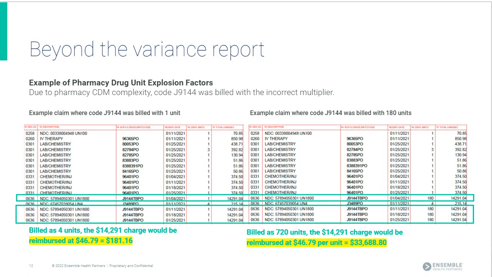On the left, the specific code J9144 was billed with one unit for $14,000. If you bill it that way, you're going to get paid those four units at $46 a unit, $181. But what we found by doing a little research on that J code is that the MUE for that drug is actually 180. And we went back through and verified in the charge master and in the medical record that 180 units was accurate. It was just that the multipliers were not set up correctly. So again, with this one account, by just looking at the units for the claim, we went from $181 paid for those drugs to $33,000.